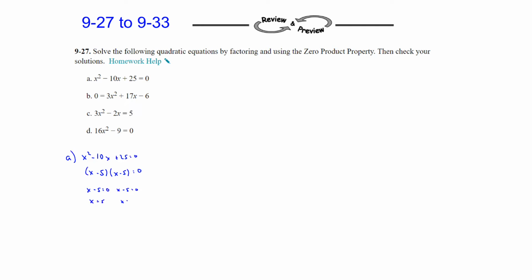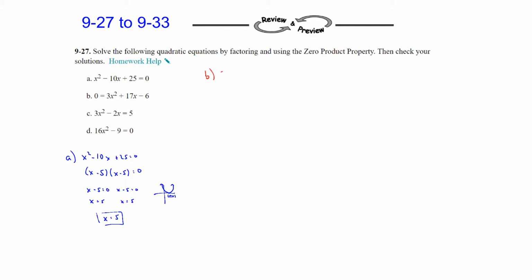Now in this one, because the factors are the same, we will get one answer at x equals 5, and that means that the graph will touch the x-axis at (5, 0), but it will not cross because it only has that one solution.